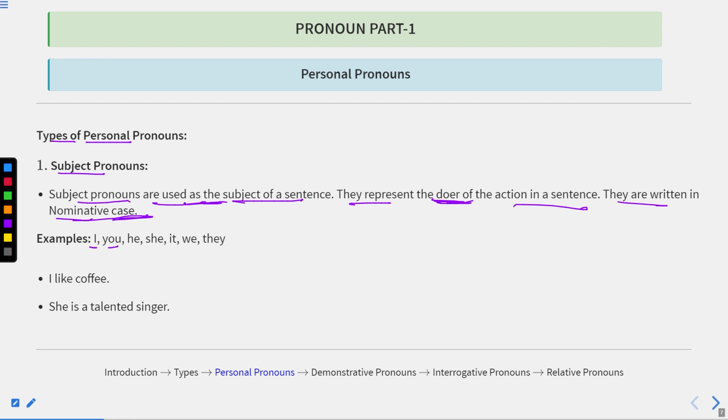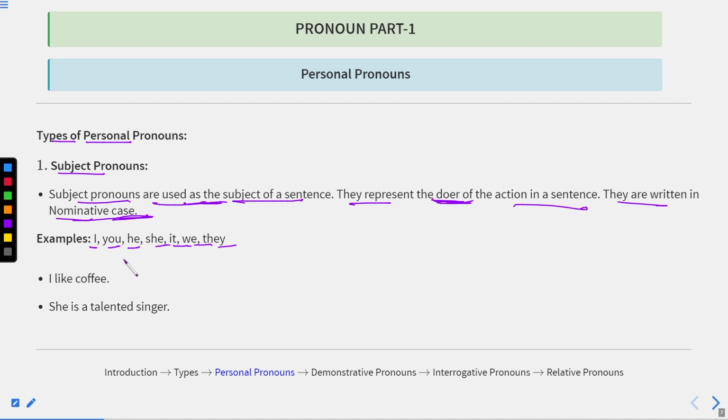For example, I, you, he, she, it, they. For example, if I say that Ravi is sleeping, Ravi is a noun, and Ravi is the subject. I can also say that he is sleeping. So in place of Ravi, that is the subject or noun, I have used he, and he is actually representing Ravi, the subject of the sentence. So this he again is the nominative or the subject case of a sentence.